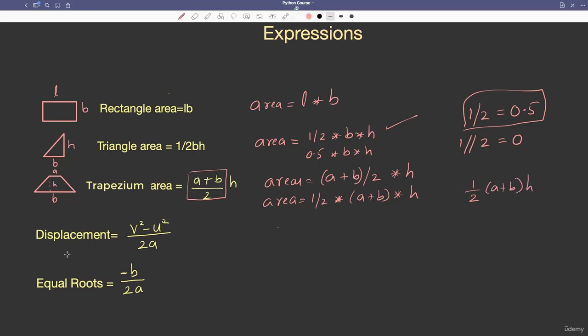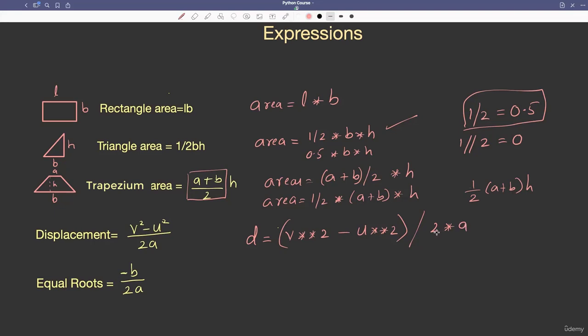Now coming to the next formula for displacement. Displacement, I'll write just D, equals V, the final velocity, square minus initial velocity square, by 2 into acceleration. So this is V square, that is V power 2, minus U square, U power 2, right? Then divided by 2 into A. So this entire thing should be divided. So this should be in bracket. Then only subtraction will be done first, right? Then divided by 2 into A.